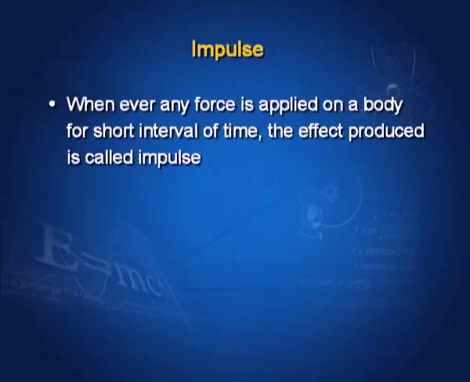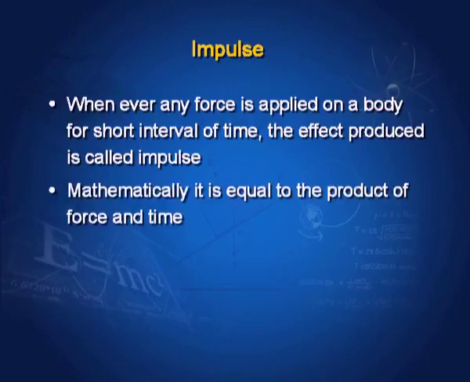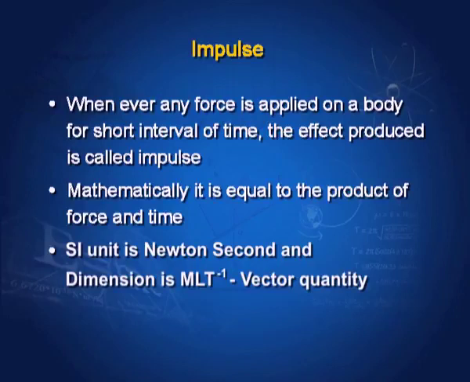Whenever any force is applied on a body for a short interval of time, the effect produced by the force is called impulse. Mathematically, it is equal to the product of force and time. Its SI unit is Newton second and its dimension is MLT^-1. As velocity is a vector quantity, impulse is also a vector quantity.